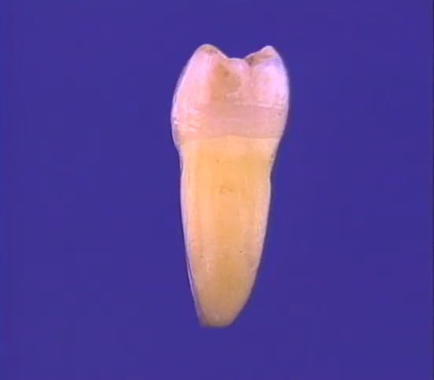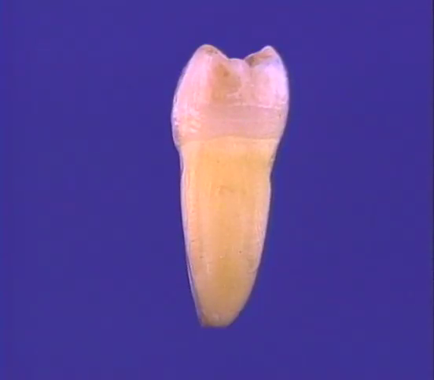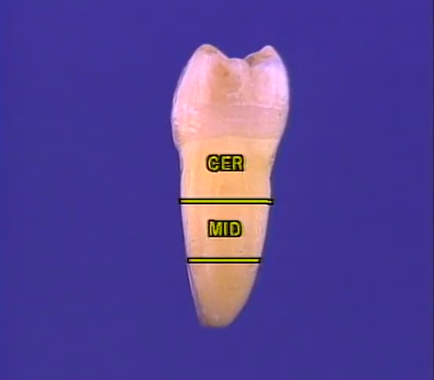In posterior teeth, the vertical division of the crown of the tooth from a proximal view is designated as the buccal, middle, and lingual thirds. The horizontal divisions of the crown of a posterior tooth are designated as the occlusal, middle, and cervical thirds. The roots of the posterior teeth are divided only into horizontal thirds, designated as the cervical, middle, and apical thirds.